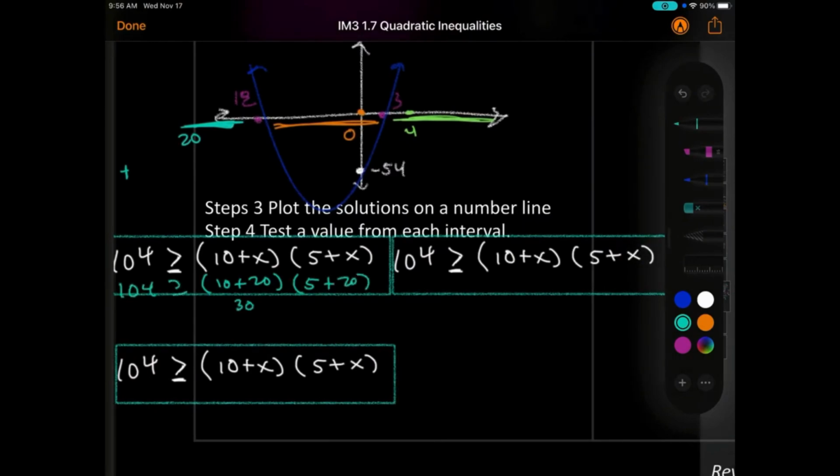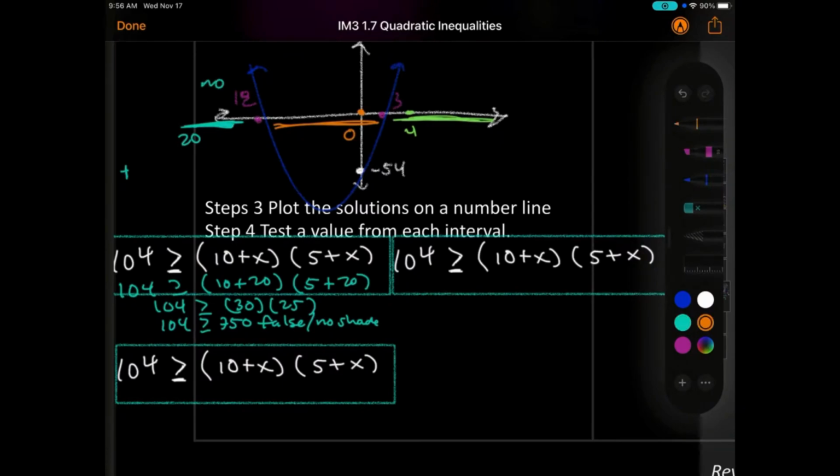Okay, you have 30 times 25 is greater than or equal to 104. Obviously, it's going to be a very big number, and that big number cannot be smaller than 104. Let me go ahead and multiply that. That's 750. Is 104 bigger than 750? This would be false. So we would say no shade. So in this region, I'm just going to write the word no.